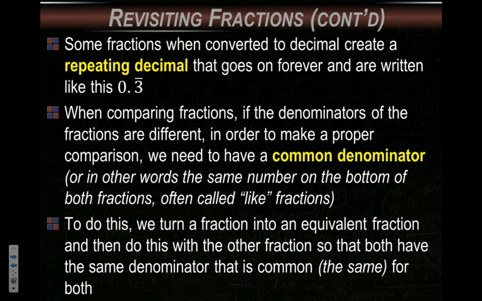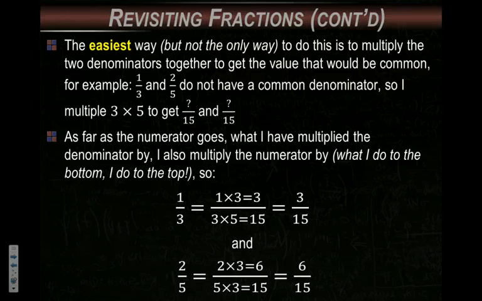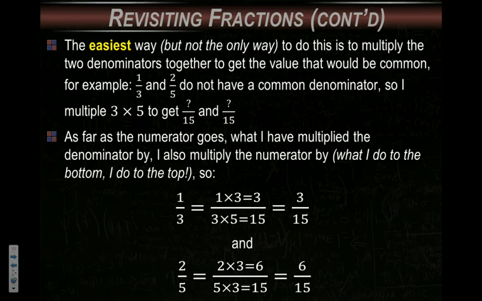Okay? Now, when we're looking at two fractions and the denominators are different, then we need to again come up with that idea of a common denominator. In other words, the denominators are the same in both fractions. To do this, we need to create an equivalent fraction. We need to find a way to make them both have the same denominator.